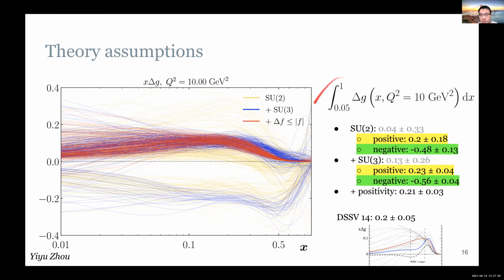I also computed this gluon truncated moment from 0.05 to 1, which is also what the DSSV did. As we can see, the quote-unquote positive and negative solutions contribute very differently to the proton spin, namely 0.2 and negative 0.5. Going from SU2 to SU3, you shrink the uncertainty, and that's also reflected here in the plots. And going from SU3 to positivity as well, you get a truncated moment with a central value and uncertainties that almost exactly match what the DSSV had.